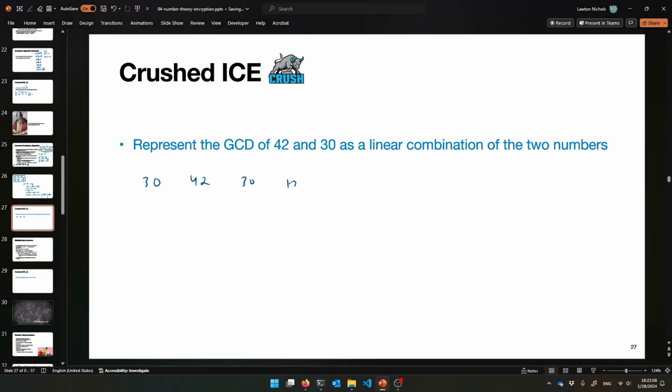Now I have 30 mod 12. That's equal to 24 with 6 left over, so that's 6. And then 12 mod 6 is 0, so we're done. So 6 is the final answer. That's the GCD. And now I'm going to generate equations, right?